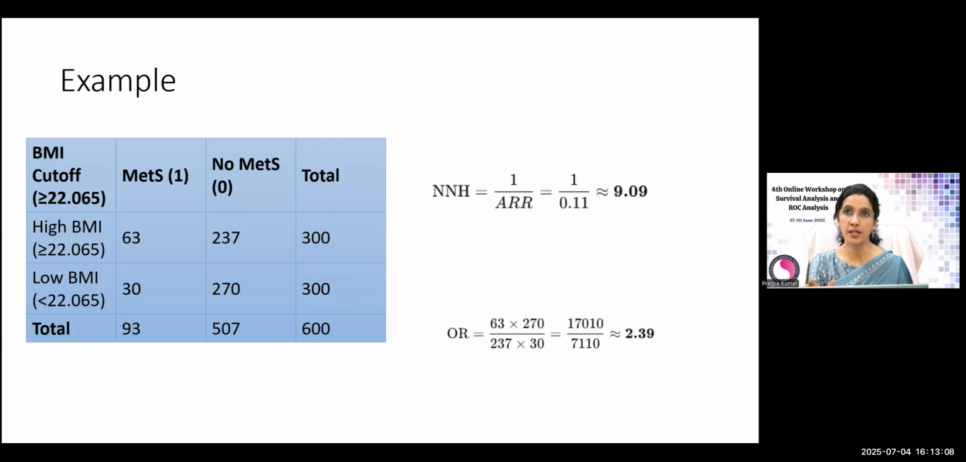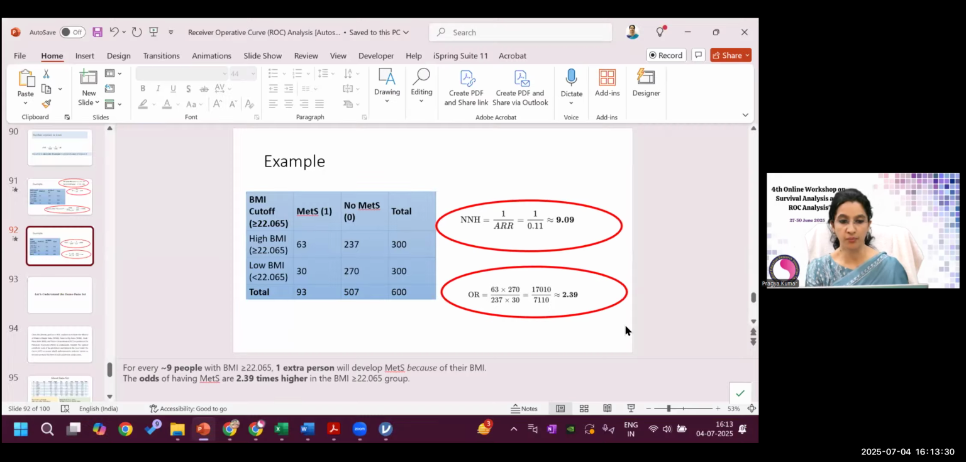Again, the odds ratio is calculated. It is a cross product ratio. So it will be calculated like 270 multiplied by 63, and in the denominator 237 by 30. So it is 2.39. So we say that the odds of metabolic syndrome will be high in people having BMI more than 22 as compared to low BMI.